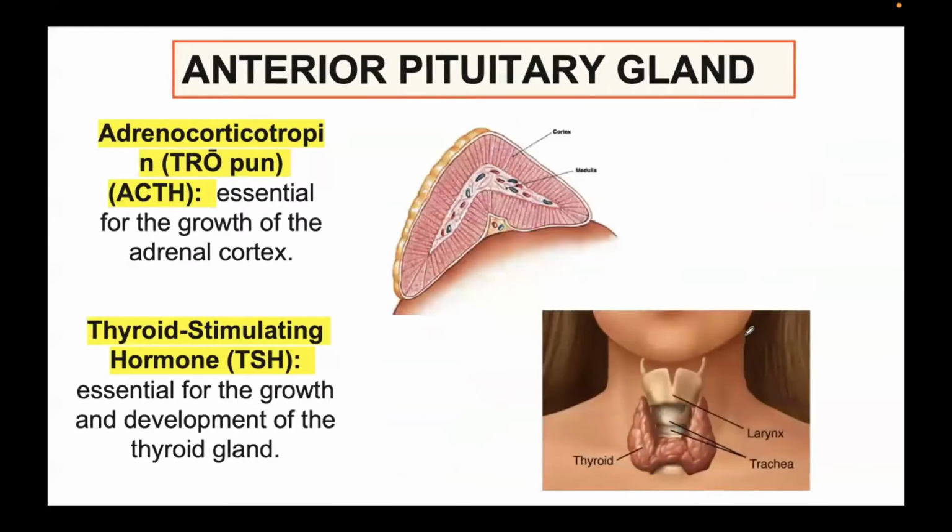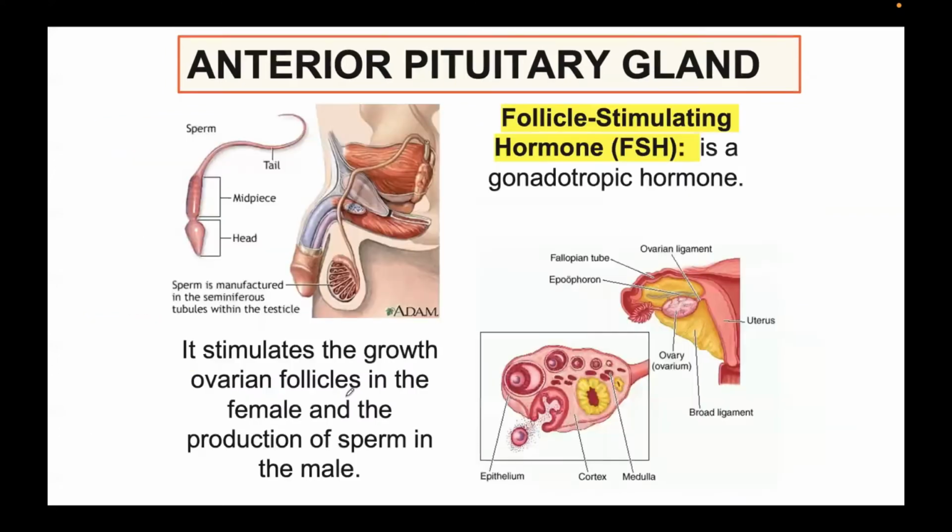Next, punta naman po tayo kay anterior pituitary gland pa din. Nandito na po tayo kay ACTH. ACTH is essential for the growth of the adrenal cortex. Again, your ACTH is essential for the growth of your adrenal cortex. Next, we have the thyroid stimulating hormone, which is under your anterior pituitary gland. Okay, it is essential for the growth and development of your thyroid gland. Again, TSH is important for the growth and development of your thyroid gland. Okay, next po. Under pa rin po tayo ng anterior pituitary gland.